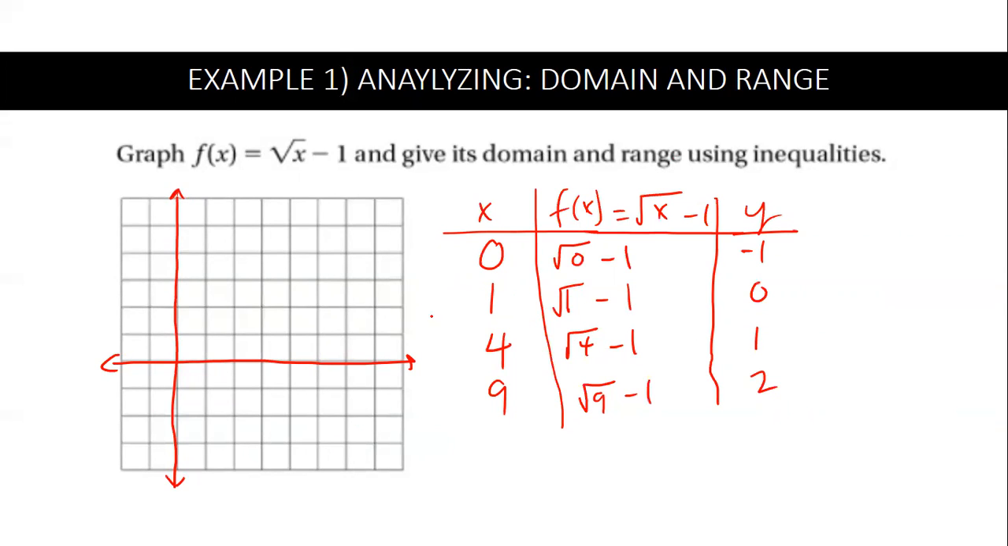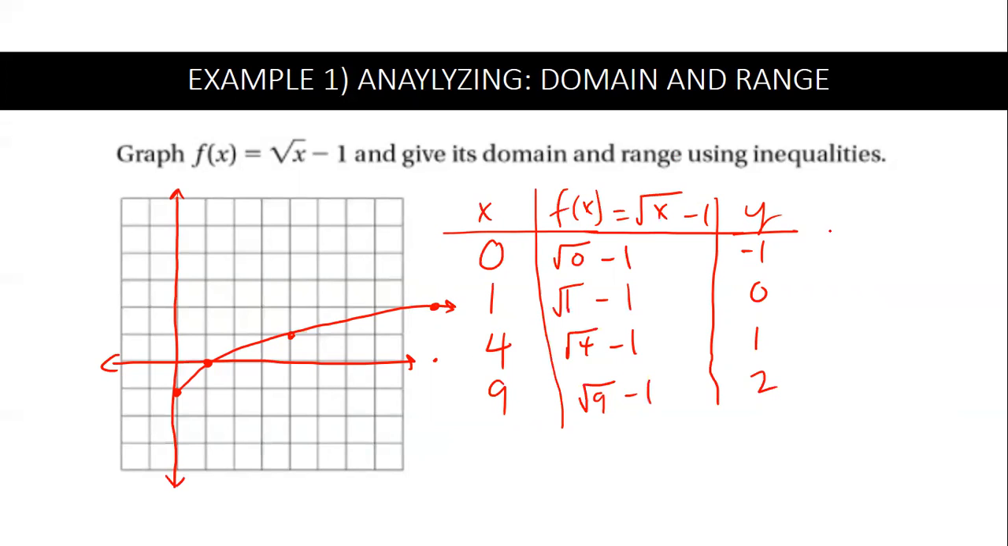And I'm plotting 0, negative 1. So I have 0, negative 1, 1, 0, 4, 1, and 9, 2. I don't know if I have enough room to do 9, 2. 1, 2, 3, 4, 5, 6, 7, 8. I needed to go over one more. I'll go a little off. And there is my graph. Easy enough.